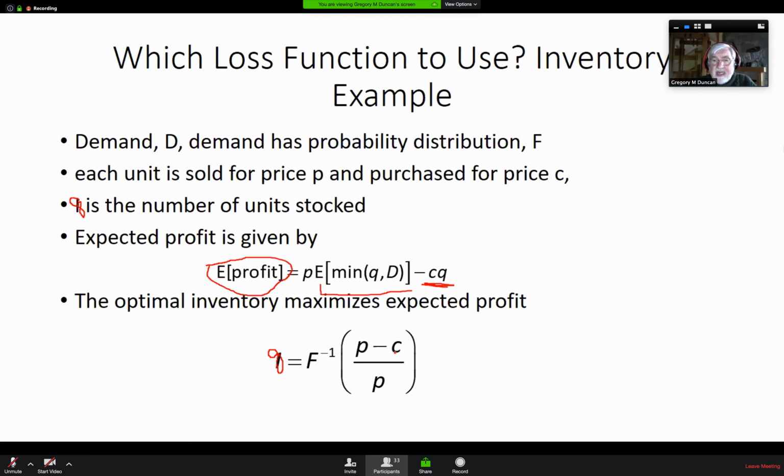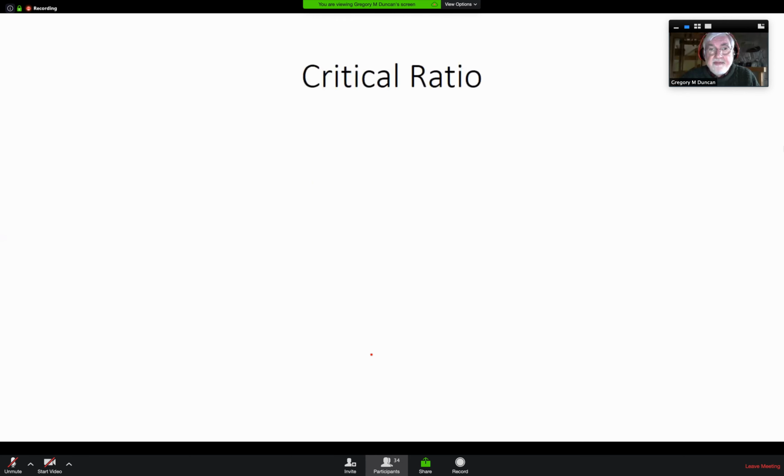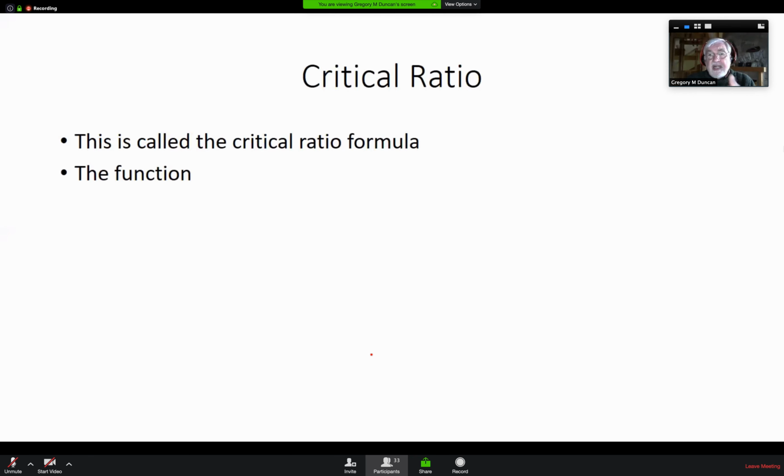The question is, how do you know F? Or more importantly, how do you know F inverse? F inverse is called a quantile, and we'll talk about that in a minute. So that formula was called the critical ratio formula, and the function F inverse of the critical ratio is called the quantile of demand, or the quantile of whatever that random variable is.